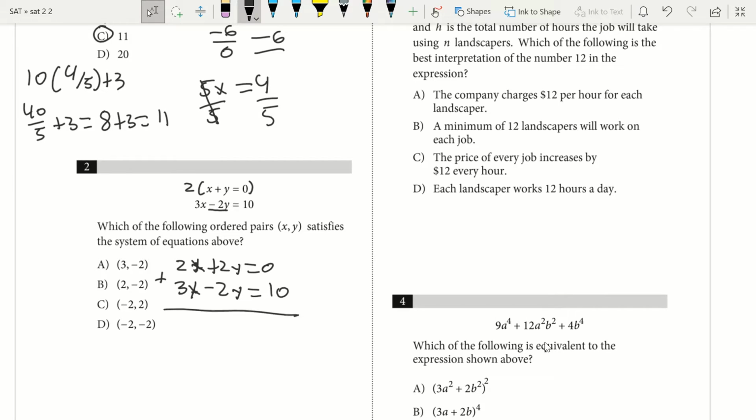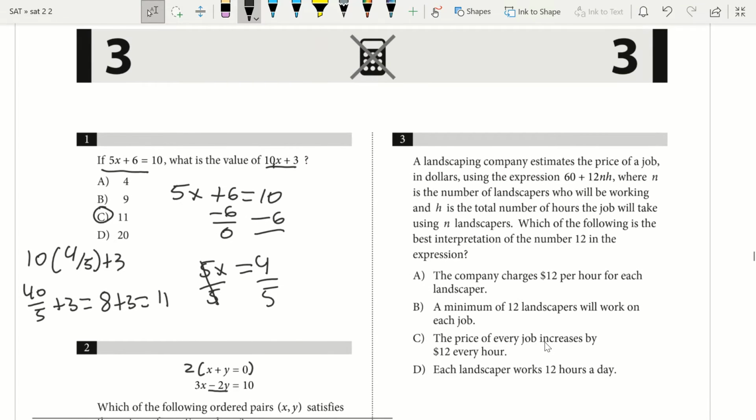So we have 2x plus 3x, which will get us 5x. And we have 2y plus negative 2y, which will get us plus 0y equals 10. So we're left with 5x equals 10. We'll divide both sides by 5 to isolate x, and we'll get x equals 10 over 5, which means x equals 2. The only answer choice with x equaling 2 is B, so B is our answer.